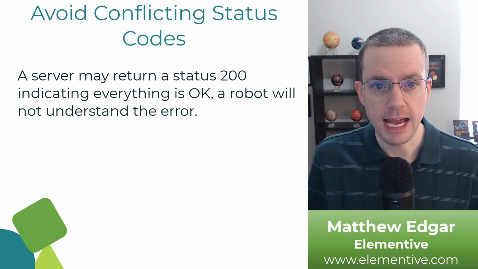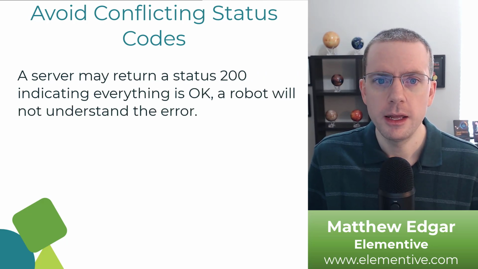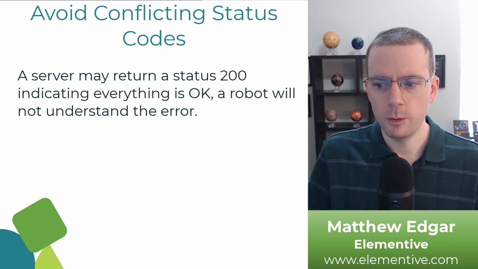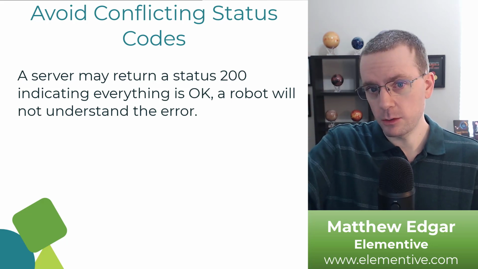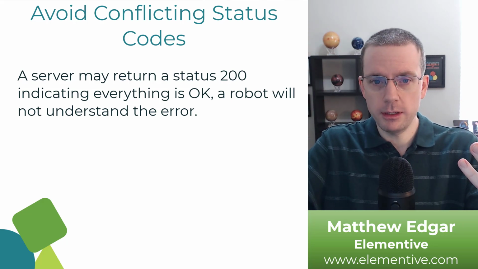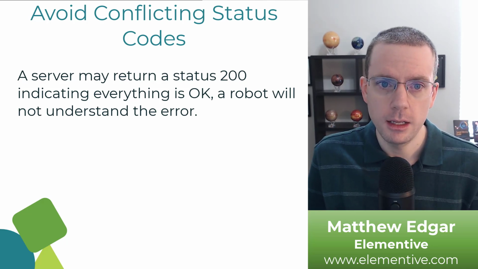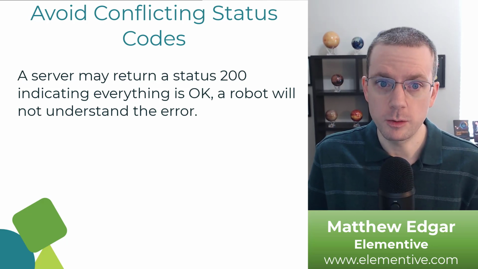If you return a status 200 with a server error, then robots aren't going to understand that there actually is an error. A status 200 says everything is okay, so a robot who sees an error message on your website and a status code of 200 might just assume that that error message is your actual content. That's where you start running into some of these long-term problems.